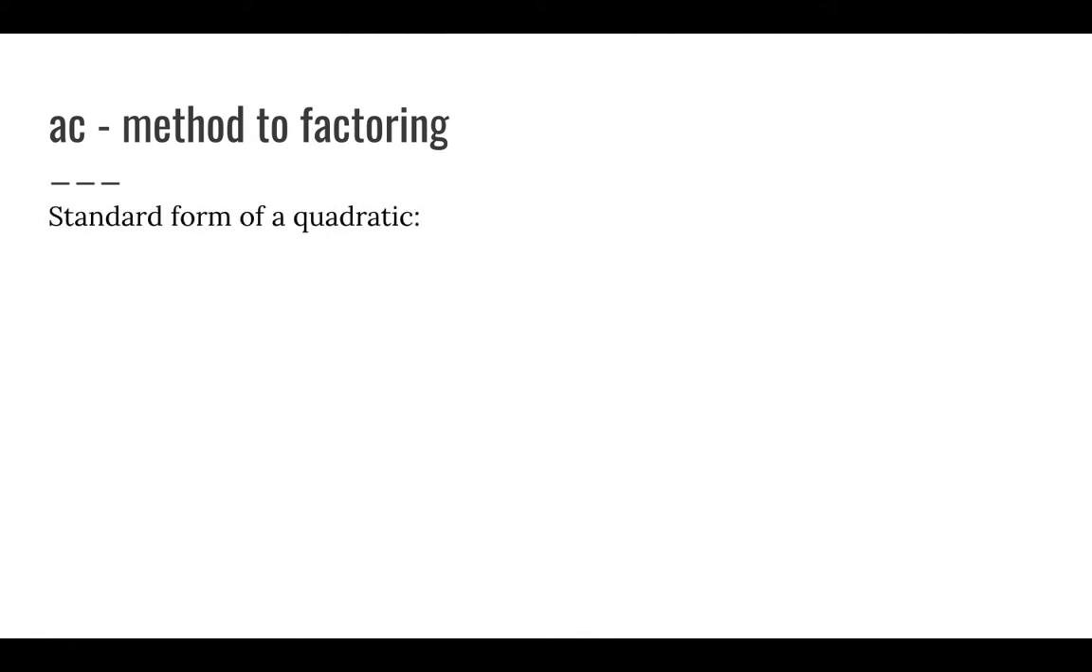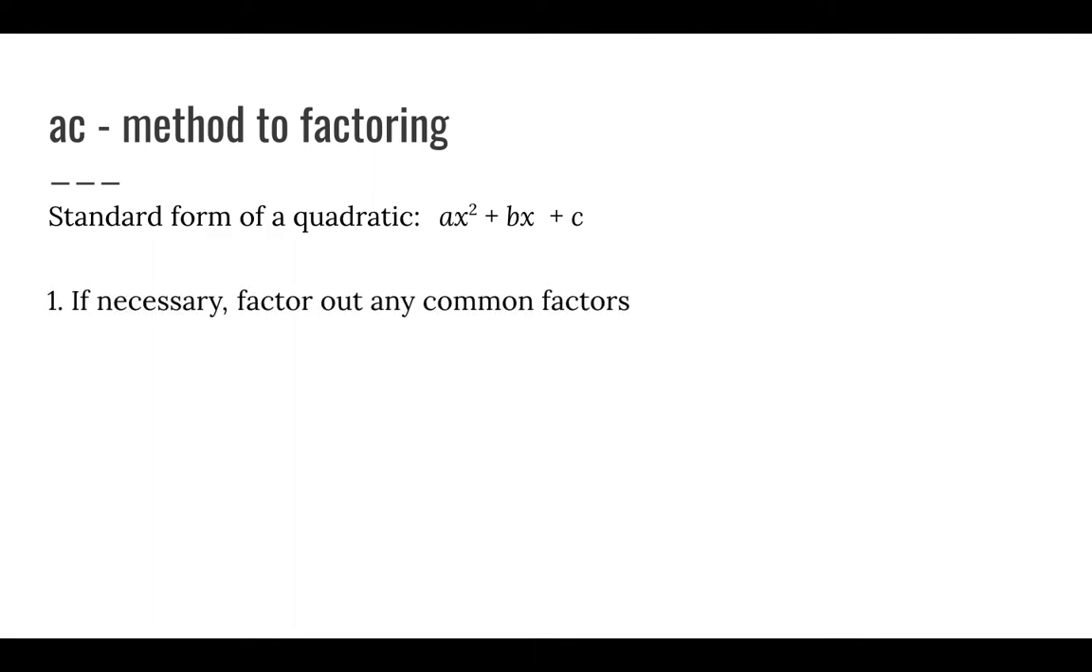First off, standard form of a quadratic. The word quadratic means that our highest degree or our exponent in this is going to be a 2, where a quadratic form has 3 terms. Now, the steps that we're going to use for this AC method is, if necessary, we have to get into the habit of looking at each term and seeing if they have any common factors, anything that goes into each 3 pieces.